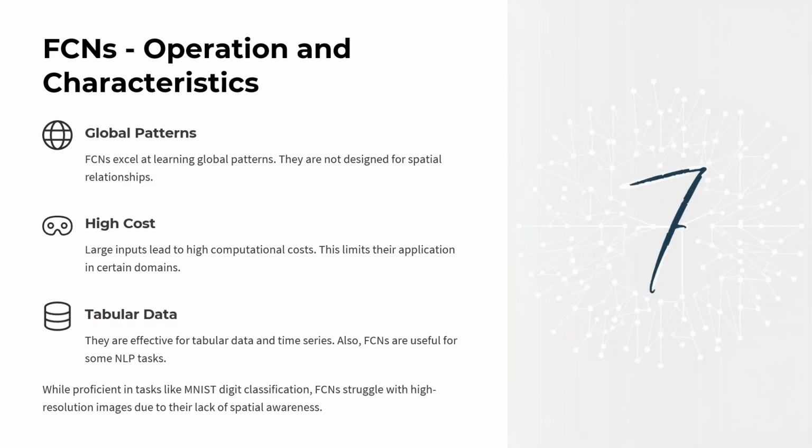Third one is tabular data. FCNs work well with structured data like spreadsheets or time series. They are also used in some NLP tasks, but they are less effective for tasks that need spatial awareness like image processing. While FCNs perform well in simple tasks like digit classification, they struggle with high resolution images because they don't understand spatial structure, which is where convolutional neural networks come in.